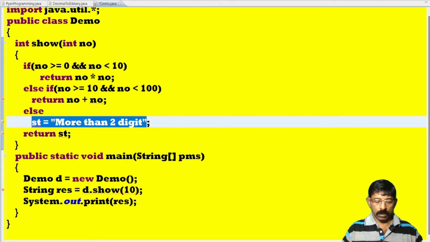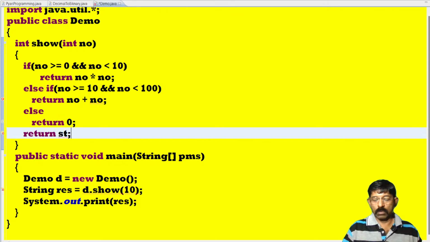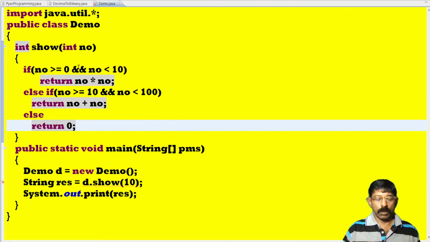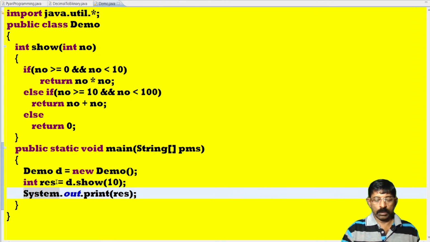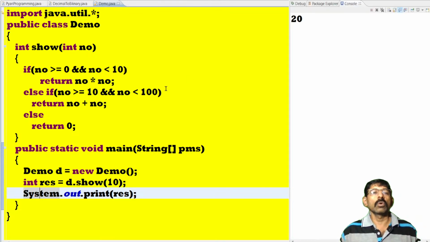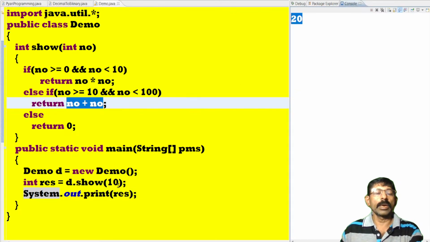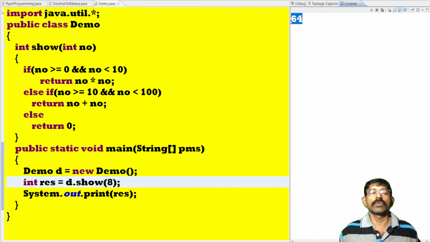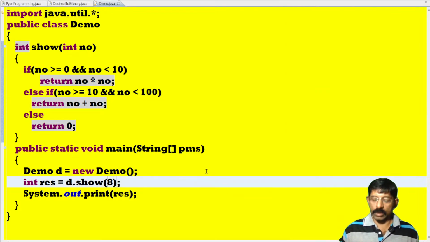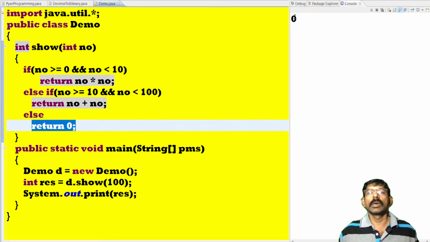Otherwise, return 0. Okay. Now return type is integer, so here I will store it in int and I will display. It is double digit, so 10 plus 10 is 20. 20 is displayed. Now I'm making it single digit, 8. It will multiply it, 8 into 8, 64. If it is more than one digit, it is saying return 0. I'm getting 0.